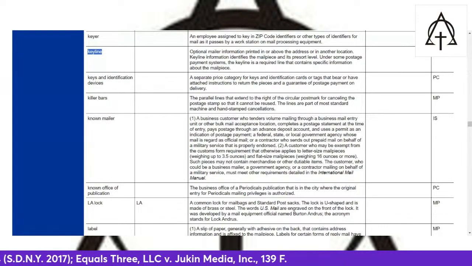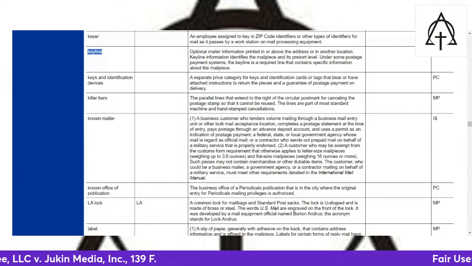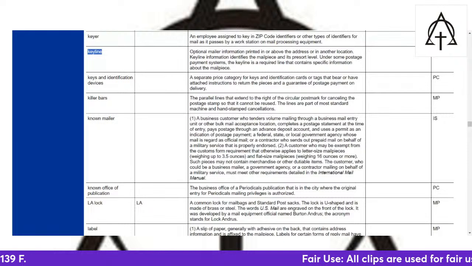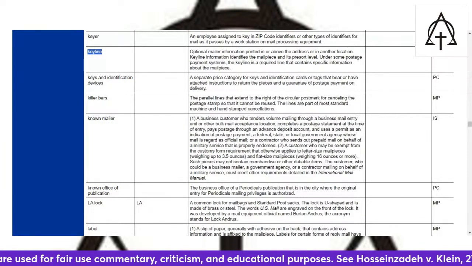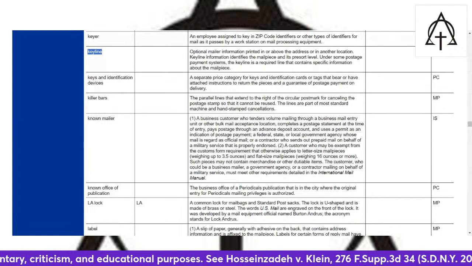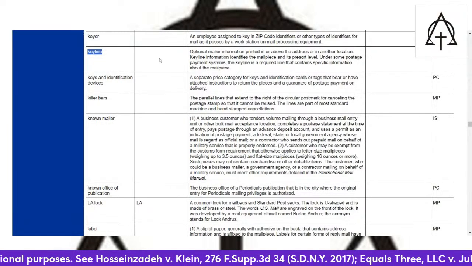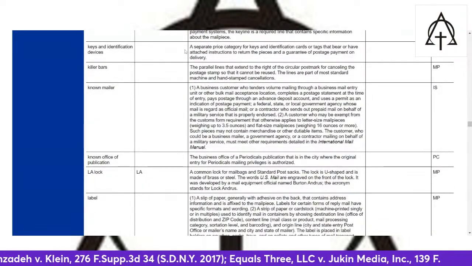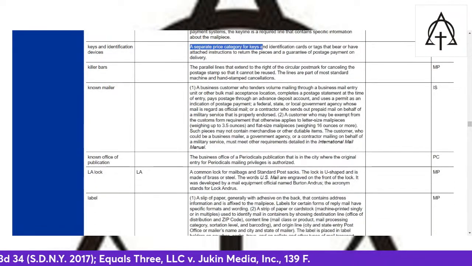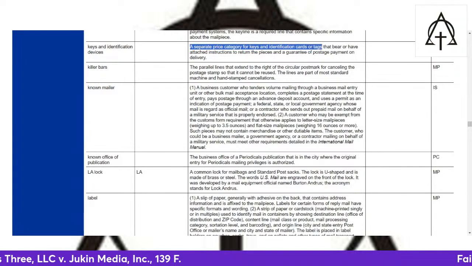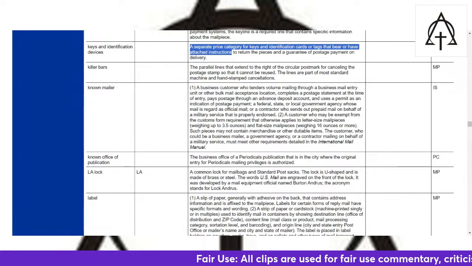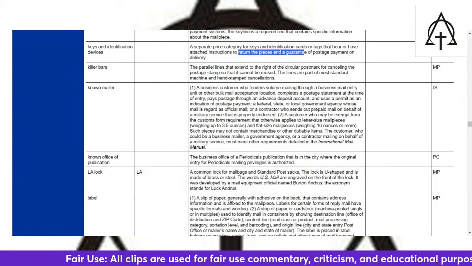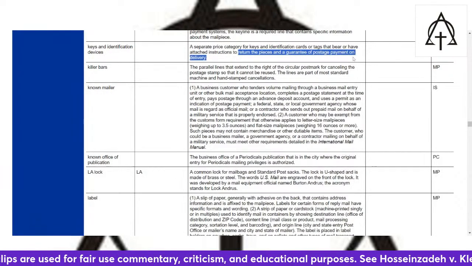For the address, you can use 5 lines, which would include 2 more lines, or 3 more lines, by adding on to the national address format. We're going to look up last line here when we're done. Keys and identification devices, a separate price category for keys and identification cards or tags that bear or have attached instructions to return the pieces and a guarantee of postage payment on delivery.